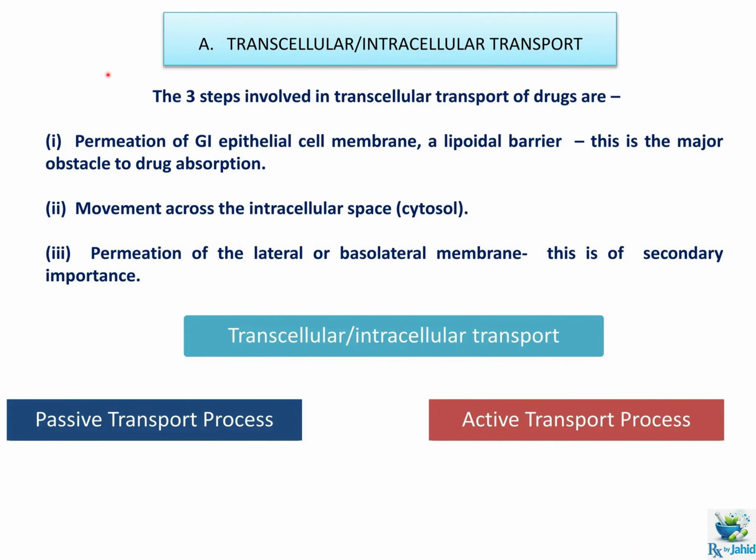The first absorption process is transcellular transport. There are three steps involved in the transcellular transport of drugs. First of all, the drug permeates through the GI cell membrane, which is the major obstacle to drug absorption. After that, it moves across the intracellular space, and after that it permeates through the basolateral membrane, which is of secondary importance. However, it can be divided into two transport processes again: one is active and another is passive transport.